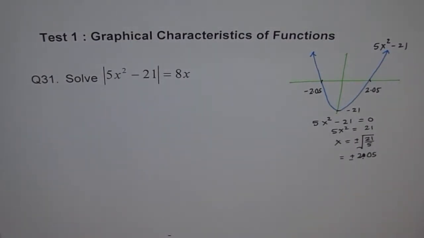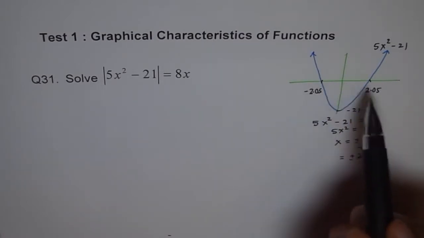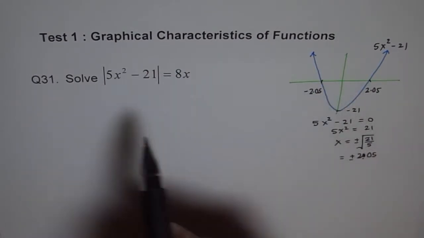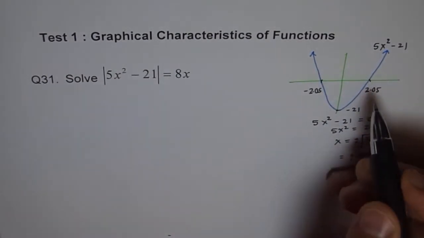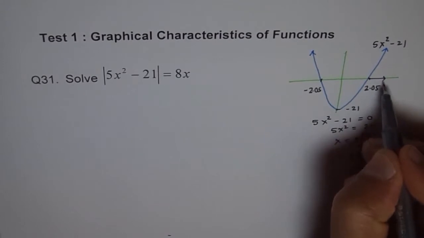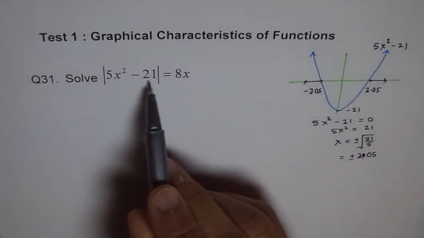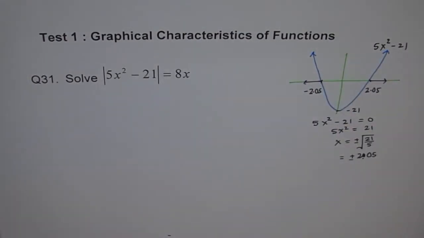Now, from here, how will I define my absolute function? So the absolute function is the same as 5x squared minus 21 if we are beyond these points. Do you see that? Think like this: if you are on this side of the graph, then this absolute function is defined as 5x squared minus 21, right?